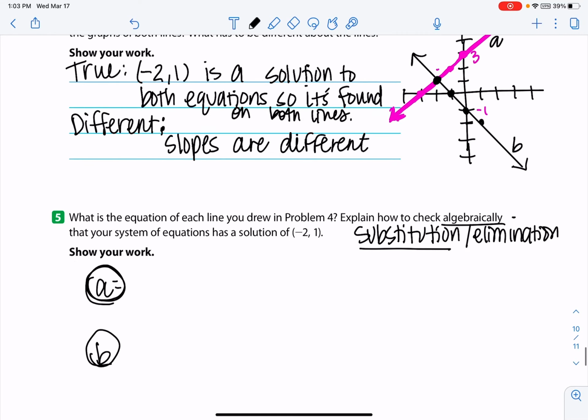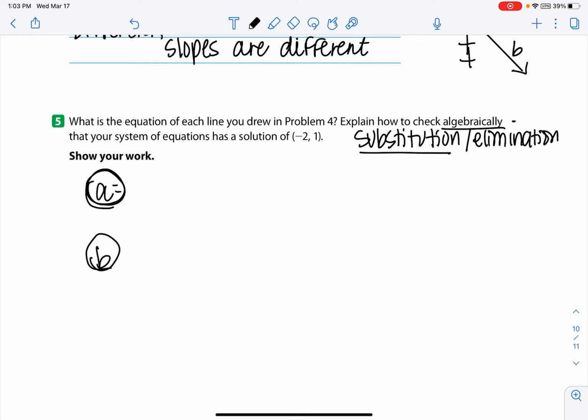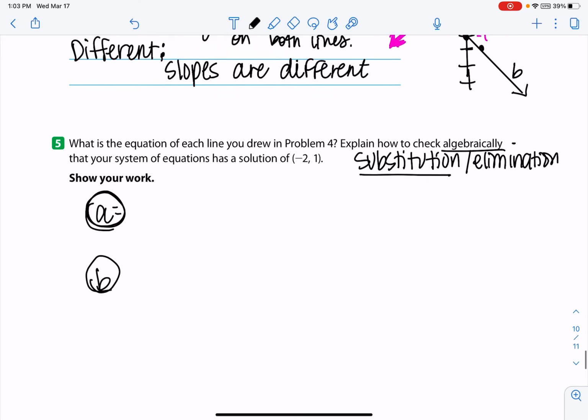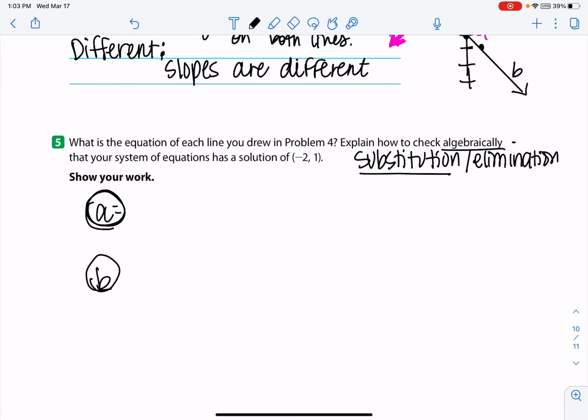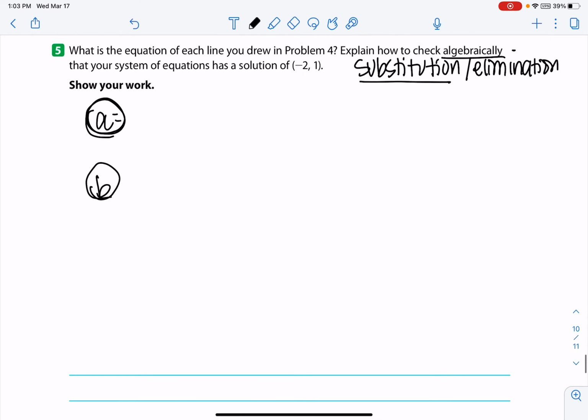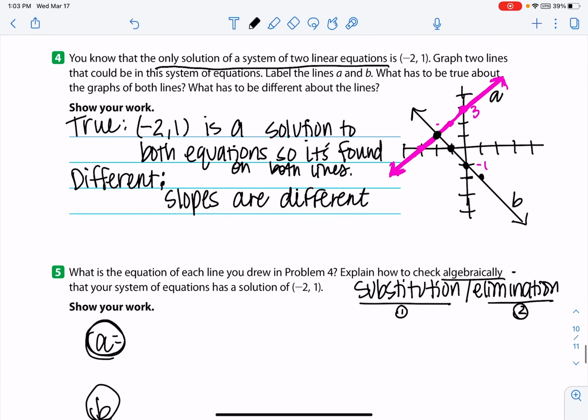All right, and then we move on to number 5. Number 5 says, using the lines that we drew in problem 4, write the equations for them and show how to get the solution using either substitution or elimination. I'm going to choose substitution this time, and I'll do substitution up there and elimination at the bottom. Makes more sense. Okay, so let me go ahead and write out my equations.